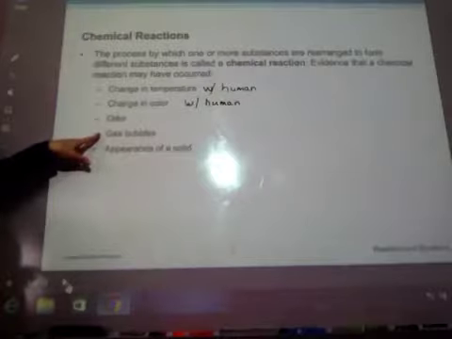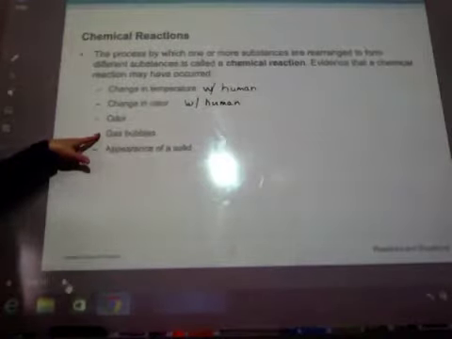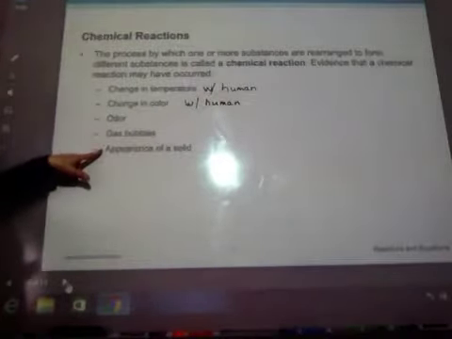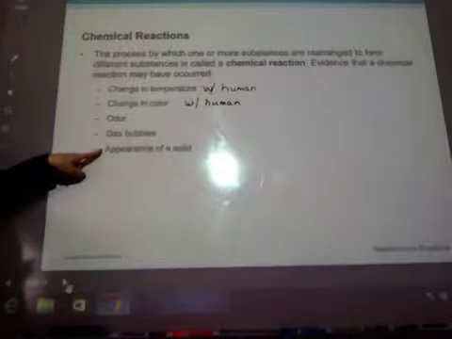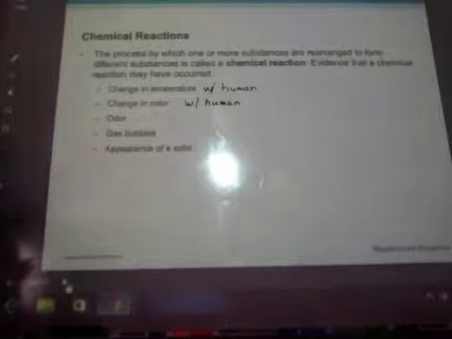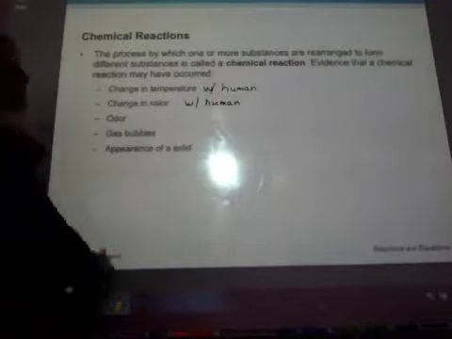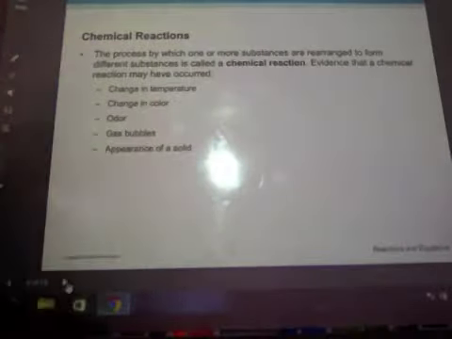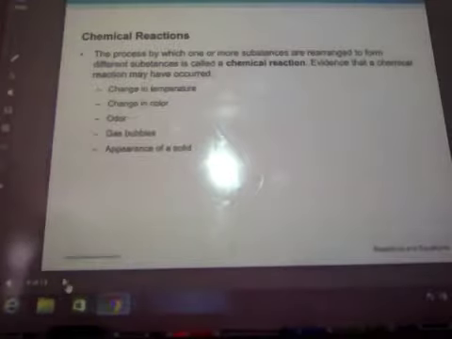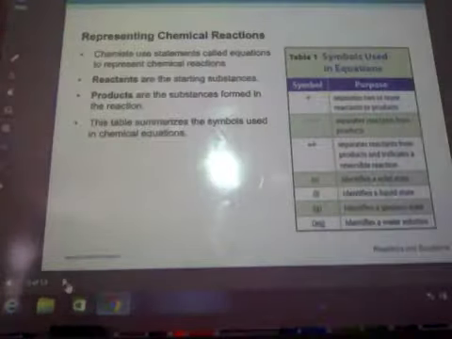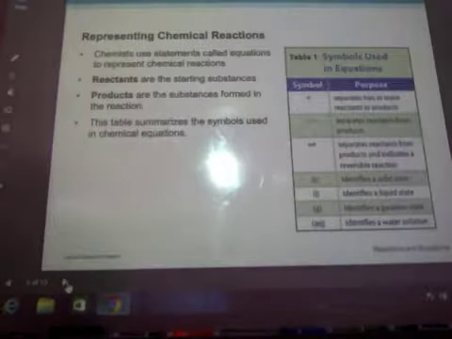And then we're going to look for bubbles. So when bubbles appear, and the appearance of a solid. Precipitate, if you remember that word at all, possibly from your freshman year. We're going to be looking for precipitates, which are solids. So those are all things that show a chemical reaction has occurred.